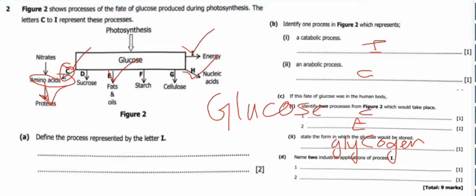Question D. Name two industrial applications of process I. Process I is respiration. So respiration is used in brewing and baking. Then the last one, it is used in sewage treatment. Sewage treatment.